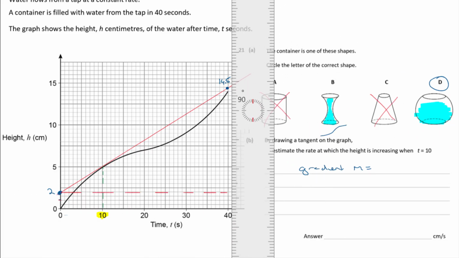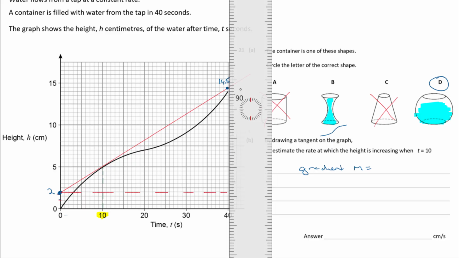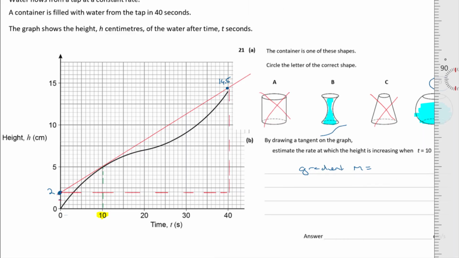Now you can use any 2 points actually. I tend to use as wide a gap as possible so it's the most accurate. So the change in y is the height of this line here, isn't it? So it's 14.5 down to 2. So that's got a height of 12.5. So the change in y is 12.5.